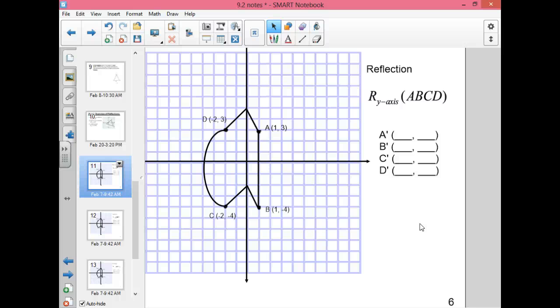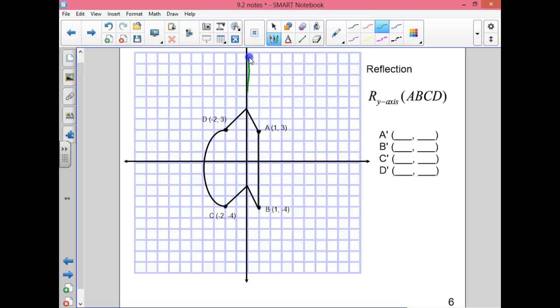Okay, so this is another reflection. And again, it's across the y-axis. So I might start by drawing, here's my y-axis, there's my line of reflection. Now, write with me the rule here so you have this in your booklet. We're going to reflect across the y-axis. And here's your rule, xy always goes to negative xy.